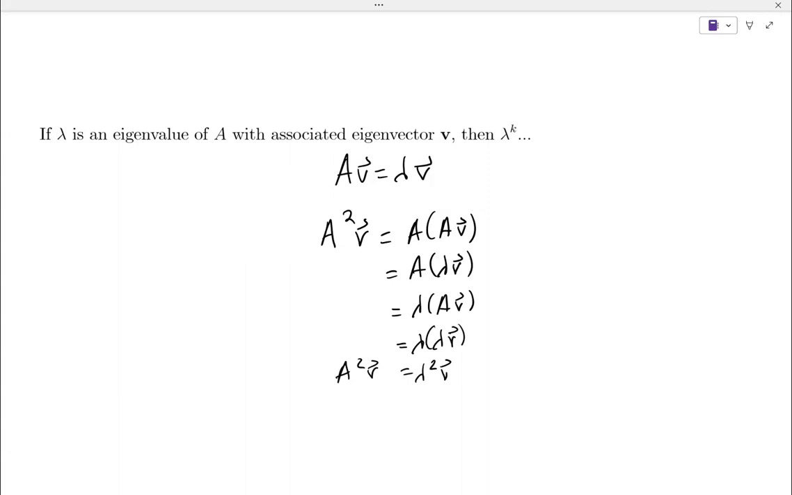Think it's going to work again for A cubed? And A to the fourth, and so on down the line, right? It also works for negative exponents, by the way. If your matrix is invertible, then I know that the eigenvalue is non-zero, right? So if you start with AV equals lambda V, I know I can do the inverse of A. I know I can do the reciprocal of lambda. And so you get 1 over lambda V equals A inverse V. It also works for negative exponents, which is nice.